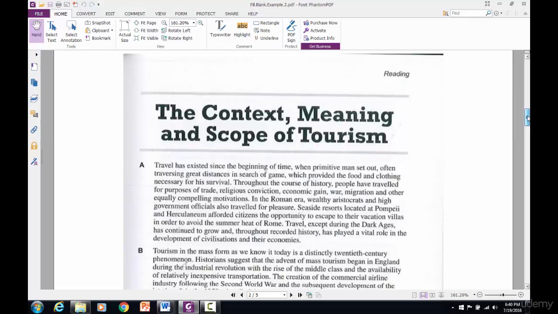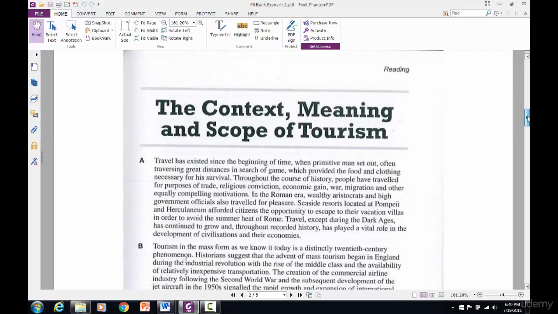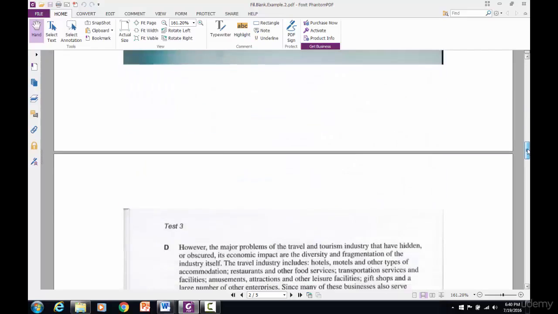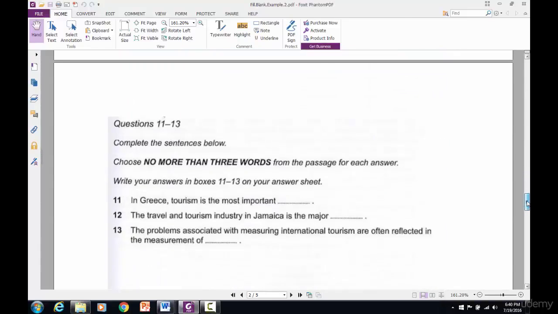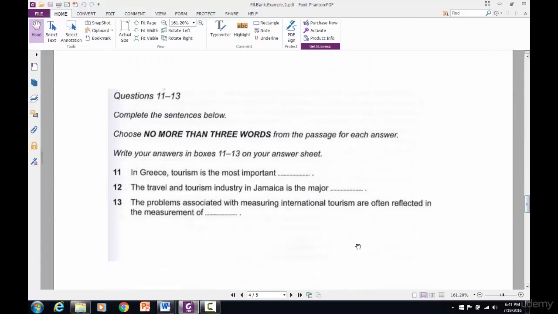All right, so here we have a reading passage about the context, meaning, and scope of tourism. Let's look at our questions. We have fill-in-the-blank questions. The first thing we want to always keep in mind is that these questions go in order. You'll find number 11. After that, you'll find number 12, and after that, number 13. We want to look at the questions and decide which ones are going to be the fastest to do first.